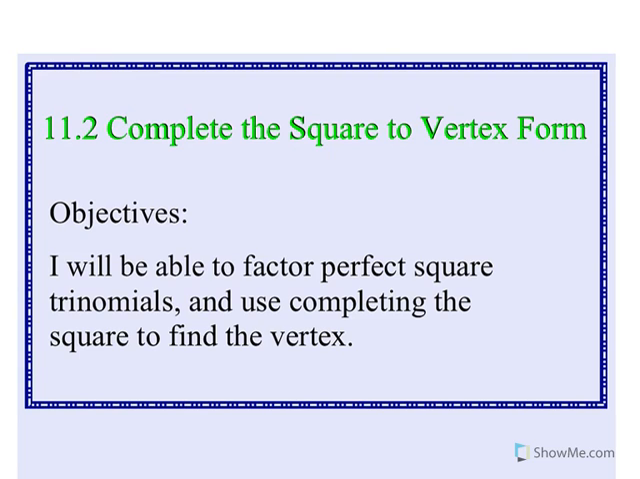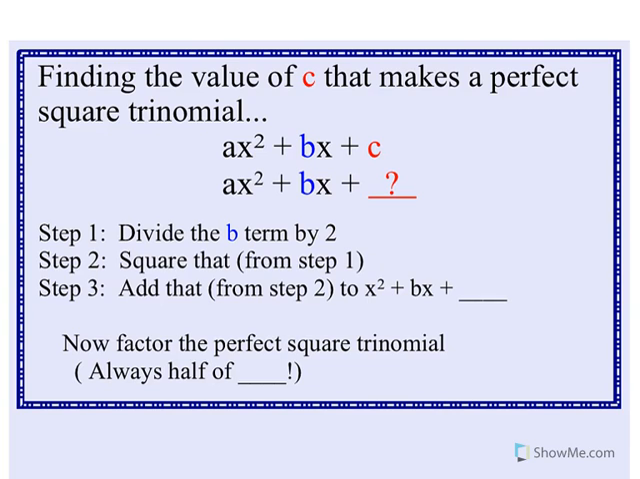So your objective is you're going to write, I will be able to factor perfect square trinomials and use completing the square to find the vertex. So here's what we're going to do. We need to find a new value of c that will make a perfect square trinomial, which means we have to come up with a perfect square number. The steps below, steps 1, 2, and 3, are going to explain how we find that perfect square number.